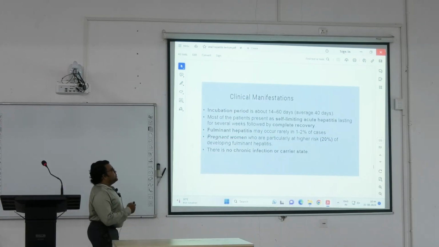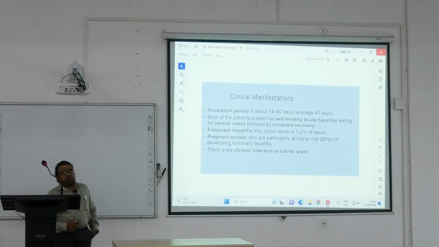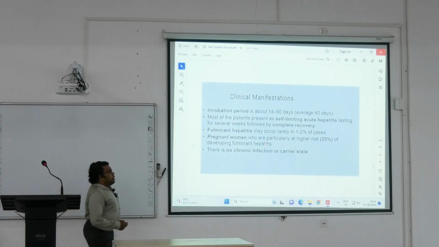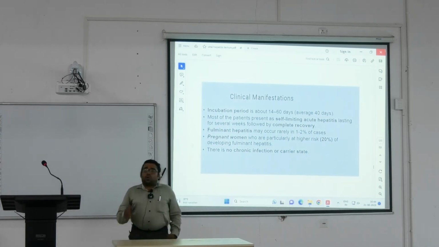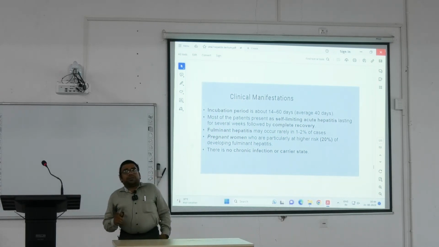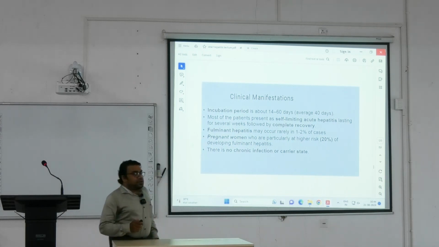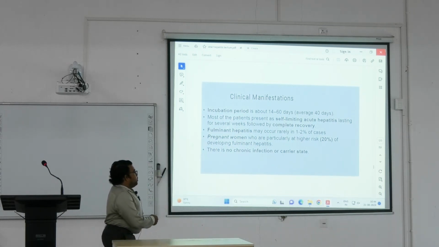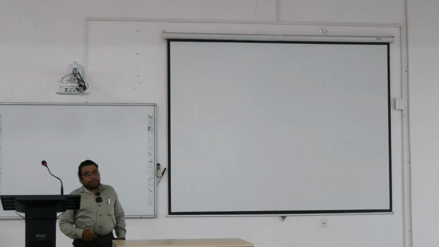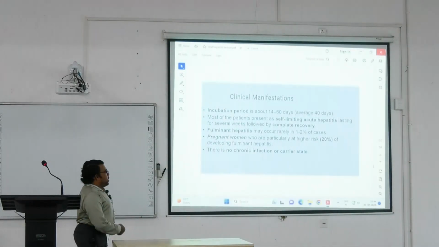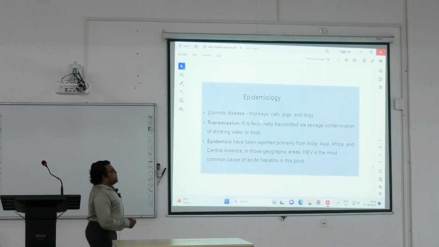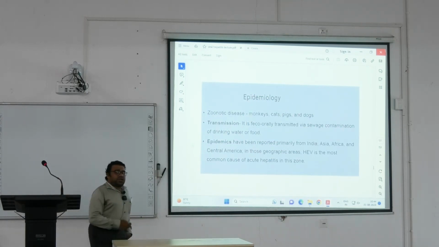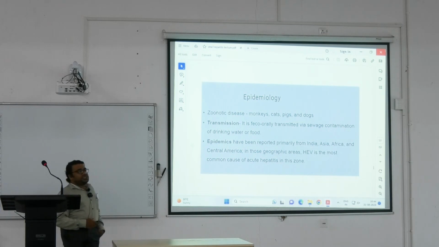There are 4 genotypes. Incubation period is about 14 to 60 days, and it may sometimes rarely cause fulminant hepatitis. The only point you should remember is that if a pregnant woman gets infected, it may cause fulminant hepatitis more commonly. However, there is no chronic or carrier state of hepatitis E virus. It is mainly a zoonotic disease. The reservoir includes animals and transmission is by fecal-oral route.